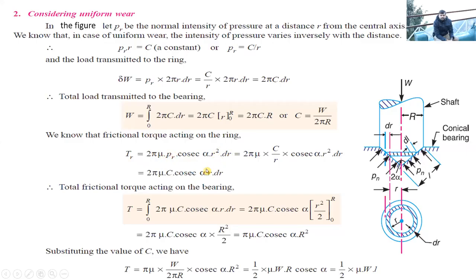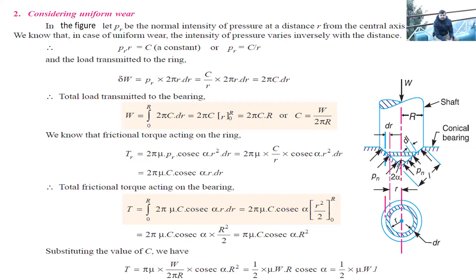and this is the amount of frictional torque acting on the elemental ring. So we'll integrate this from 0 to R in order to get the frictional torque acting on the whole surface. Once we integrate this and substitute the value of C and simplify it, we get frictional torque equal to 1 by 2 mu into W into R cosec alpha. Again, this R cosec alpha would be equal to L. So this is the expression we obtain for frictional torque in case of uniform wear theory for conical pivot bearing.